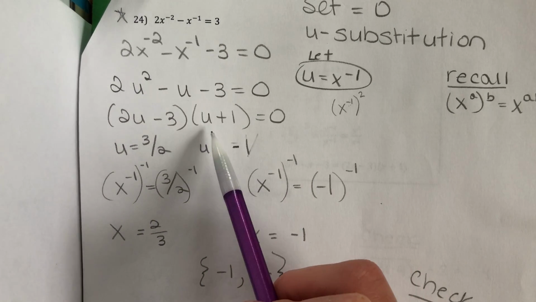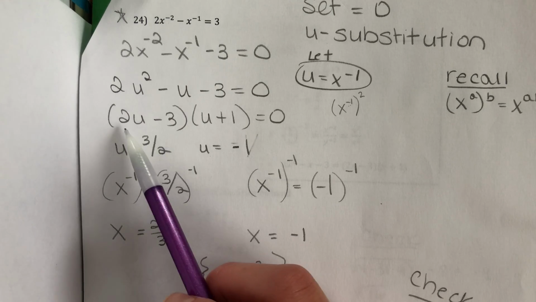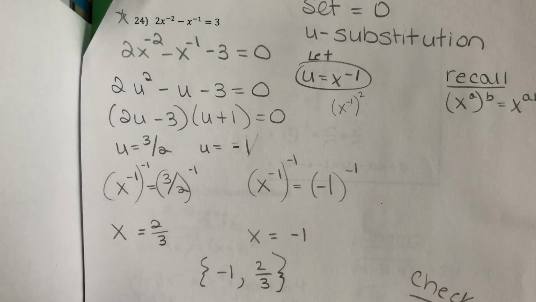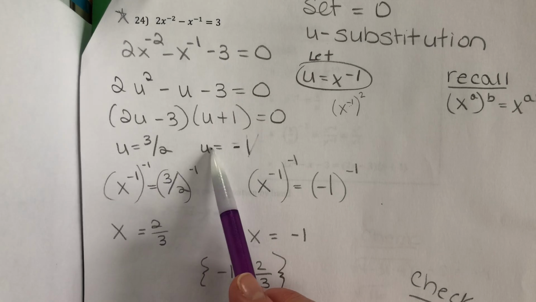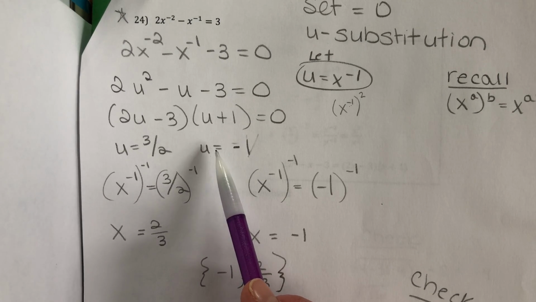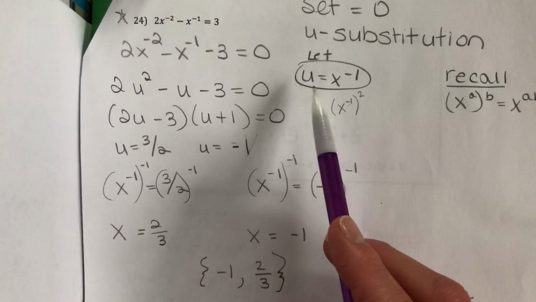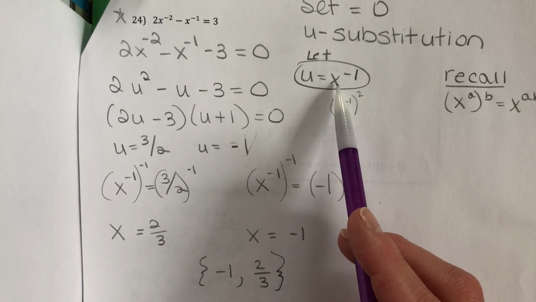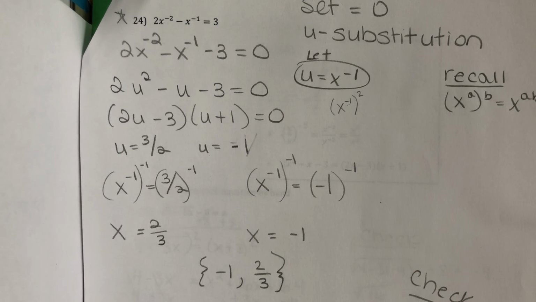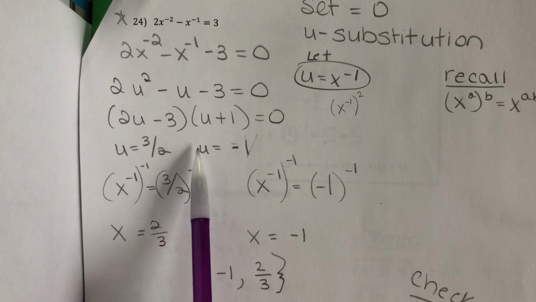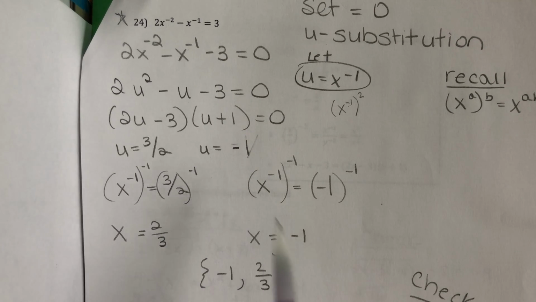You can factor here by hard trinomial, and you get 2u minus 3 and u plus 1. Solve here for u, and then once you've solved for u, that is when you replace the u with our substitution, in this case x to the power of -1. So I've solved for u here and here. I'm going to replace it now with x to the power of -1.